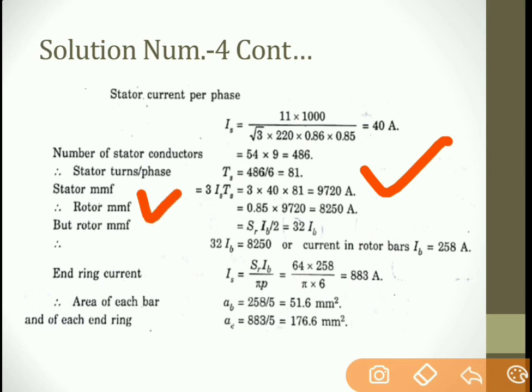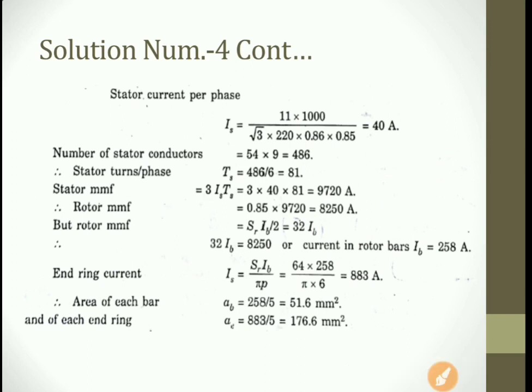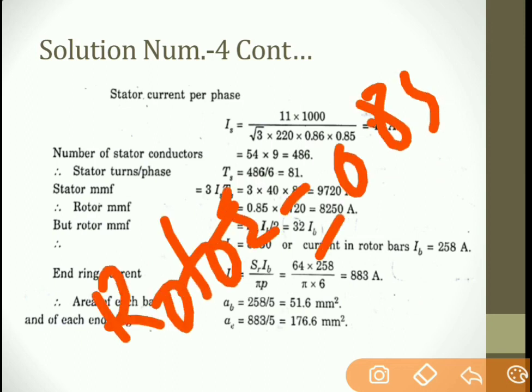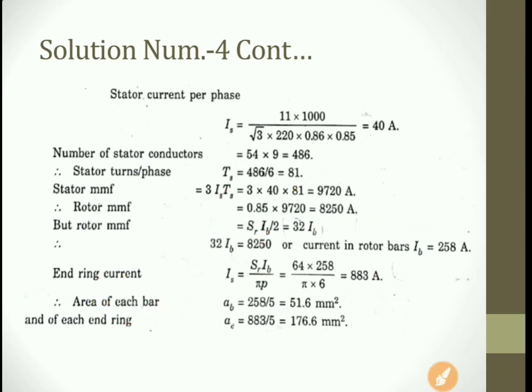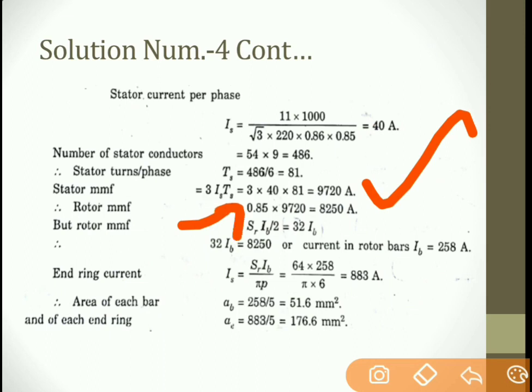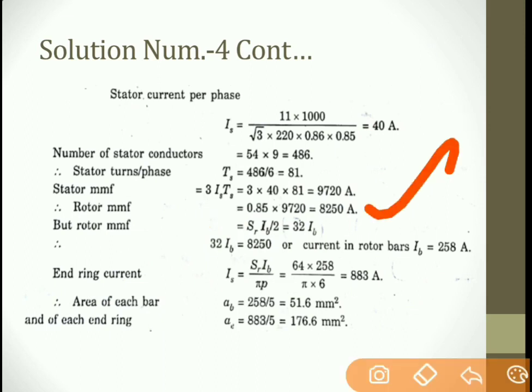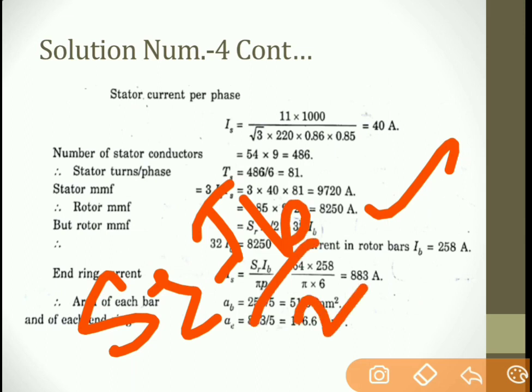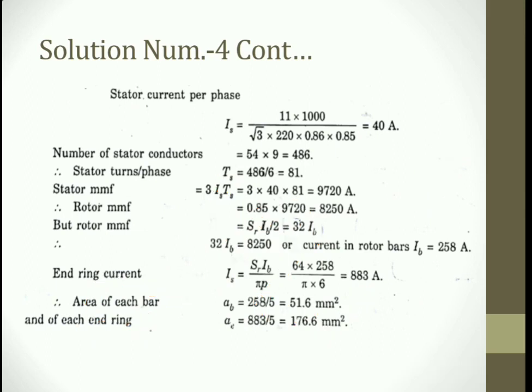Further, rotor MMF. Once we have the stator MMF, there is a given relation for the rotor MMF. Rotor MMF is equal to 85% of stator MMF. So the stator MMF just calculated is multiplied by 0.85, and I get 8250 ampere turns. Right. Further, the formula for rotor MMF is Sr Ib upon 2.